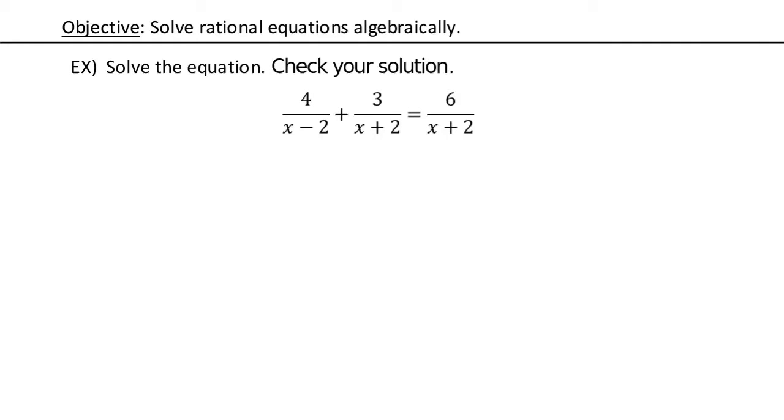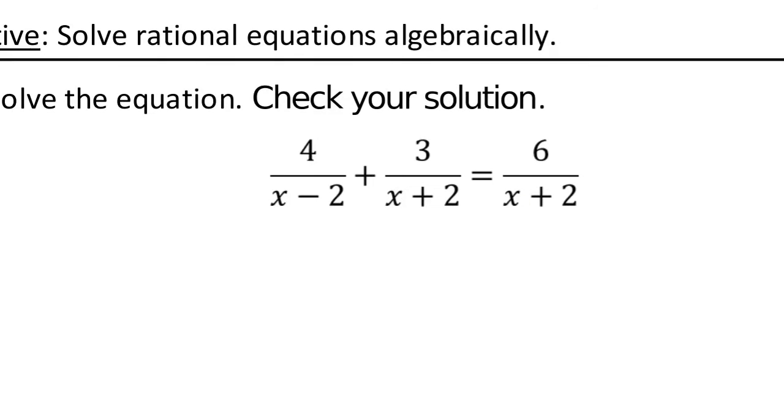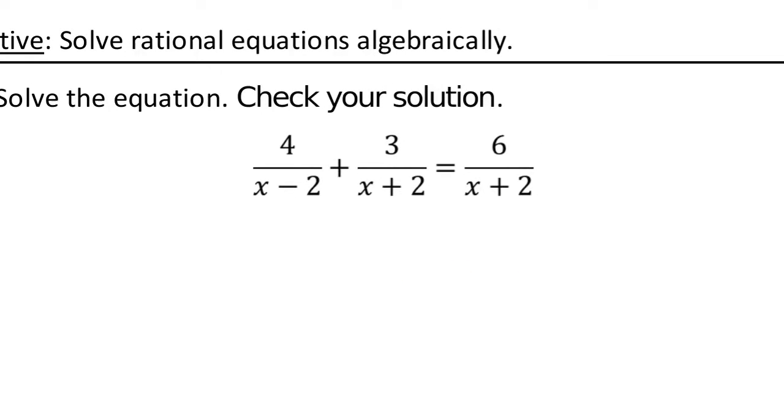So again, yesterday we didn't really get to do the ones with 3 fractions. So go ahead and copy this one on your notes. Let me dim the lights. Okay, so we got 4 over x minus 2 plus 3 over x plus 2 equals 6 over x plus 2.